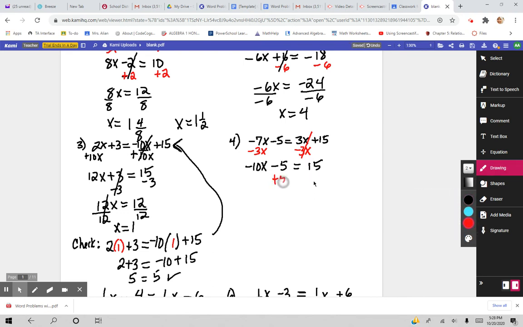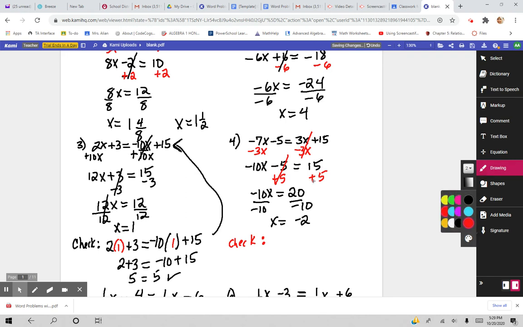Add 5 to both sides. And you'll have negative 10x equals 25. I'm sorry, this is 20. Okay, divide both sides by negative 10, and x equals negative 2. So let's check if that's really the answer. Is it negative 2? We're going to check.